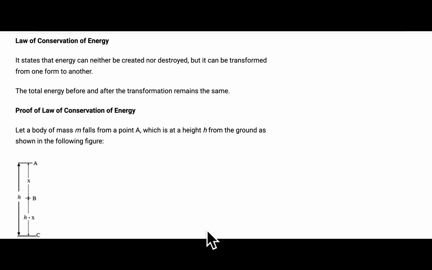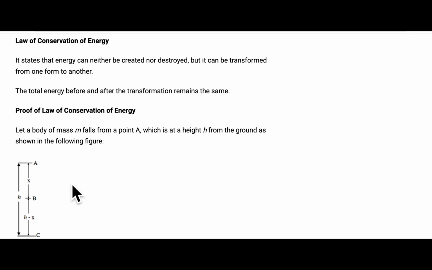Students, today we are going to discuss the new topic, that is the law of conservation of energy. It states that energy can neither be created nor destroyed, but it can be transformed from one form to another. Means you cannot destroy the energy or create the energy, but one form can be transferred to another. So total energy before and after the transformation remains the same.